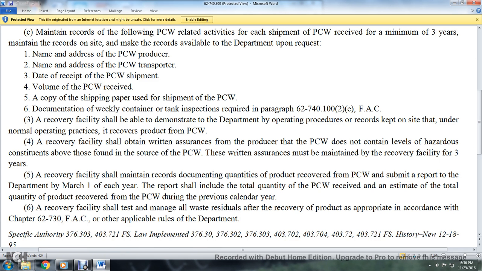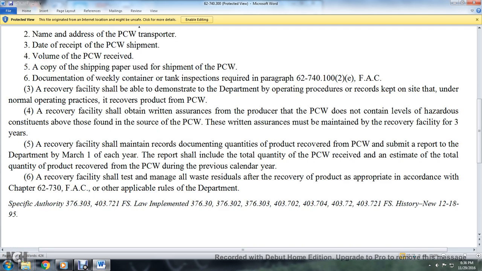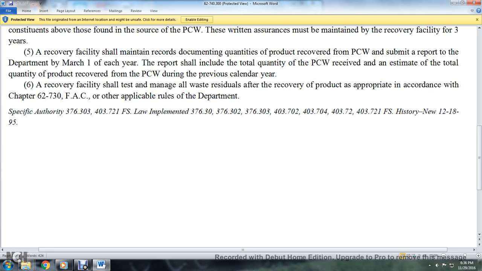Specific authority: 376.303, 403.721, Florida Statutes. Law implemented: 376.303, 376.302, 403.702, 403.704, 403.721, Florida Statutes. History: New December 18, 1995. And that covers petroleum contact water, Florida Administrative Code 62-740.